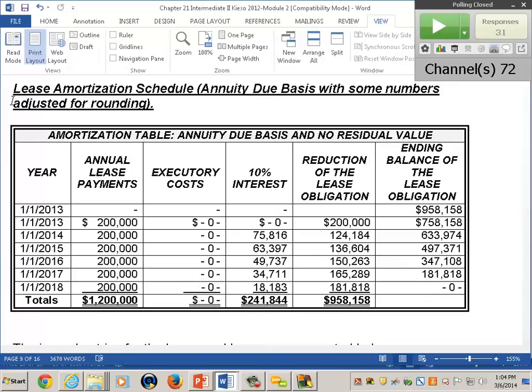And notice, of course, that at the end of the lease, there's no balance. So your last lease payment totally liquidates the receivable and the liability, and that's because there's no residual value. So at the very bottom of the table, you'll see a 0 residual value, or no balance.